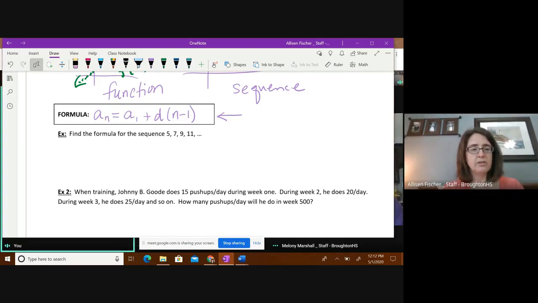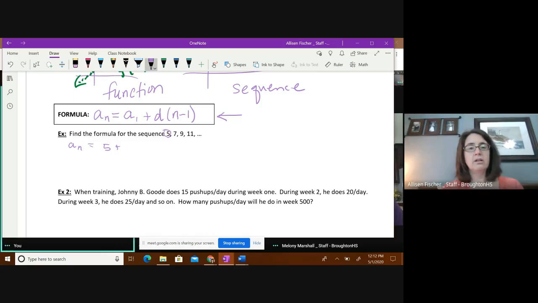All right, so let me show you how this works. In the example, it says find the formula for the sequence 5, 7, 9, 11. So using the formula that we boxed in, we want to first determine your A1 value. So that's going to be the 5.